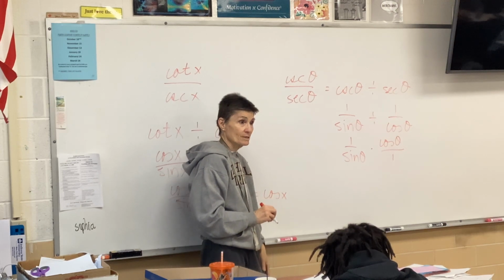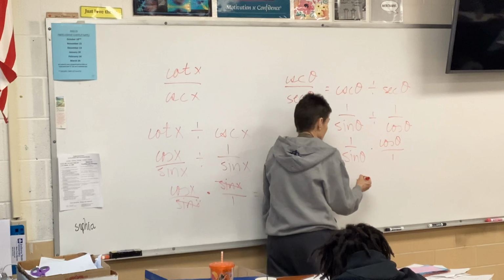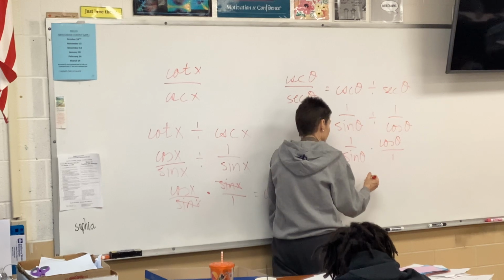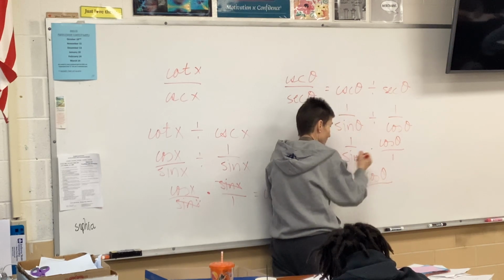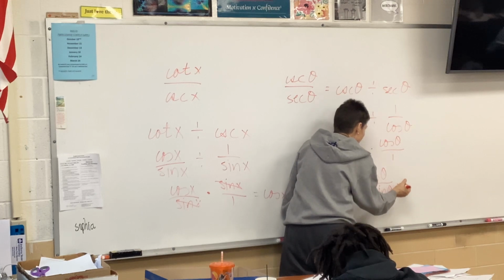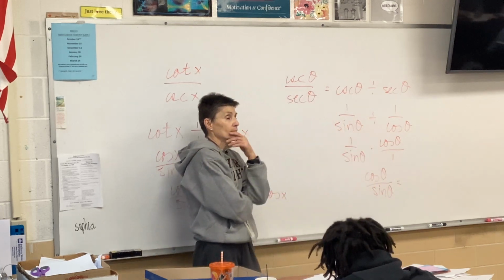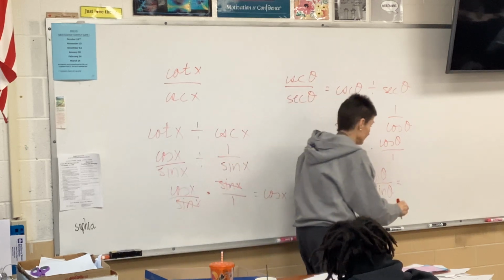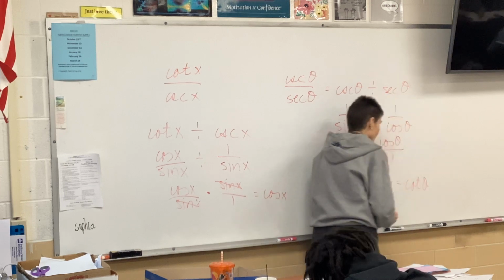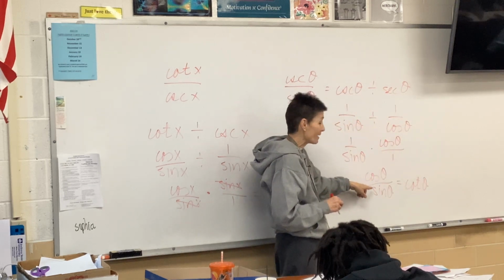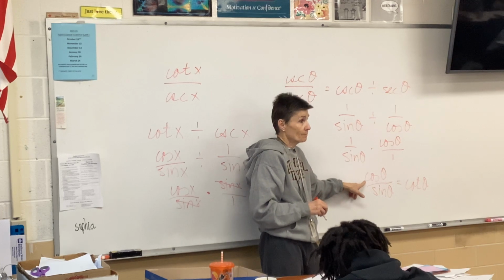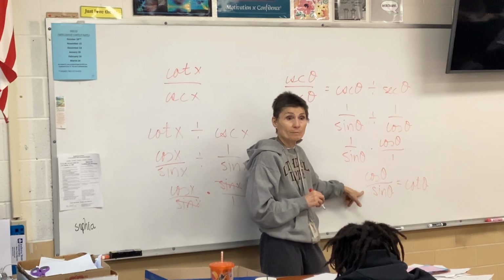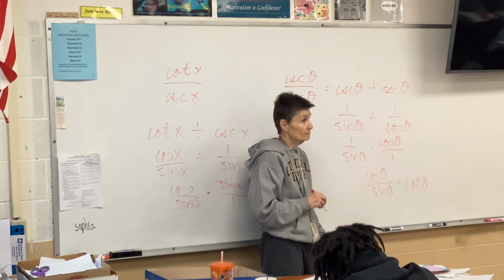Now nothing cancels. What do I get when I multiply those? What's on top? Cosine. What's on the bottom? Okay, now wait a minute. Cosine over sine. That would be cotangent. Because on your paper, we have sine over cosine. You get that, guys? Sine over cosine is tangent. So cosine over sine would be cotangent.